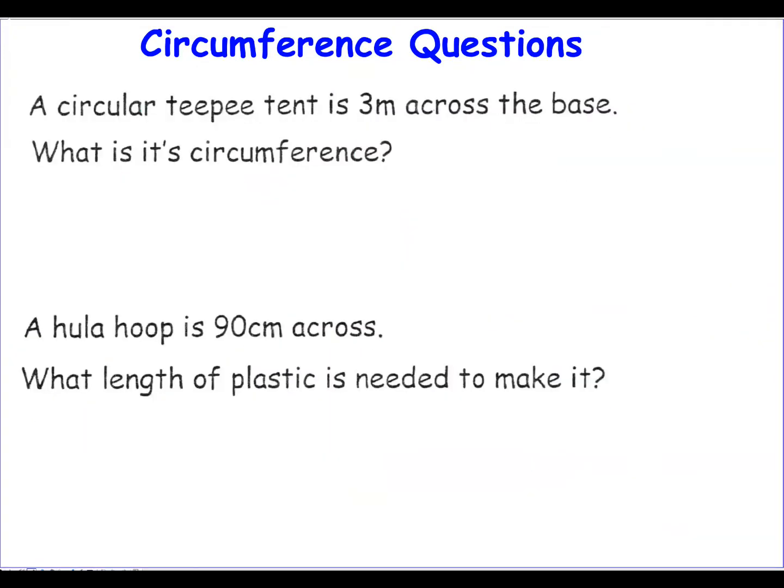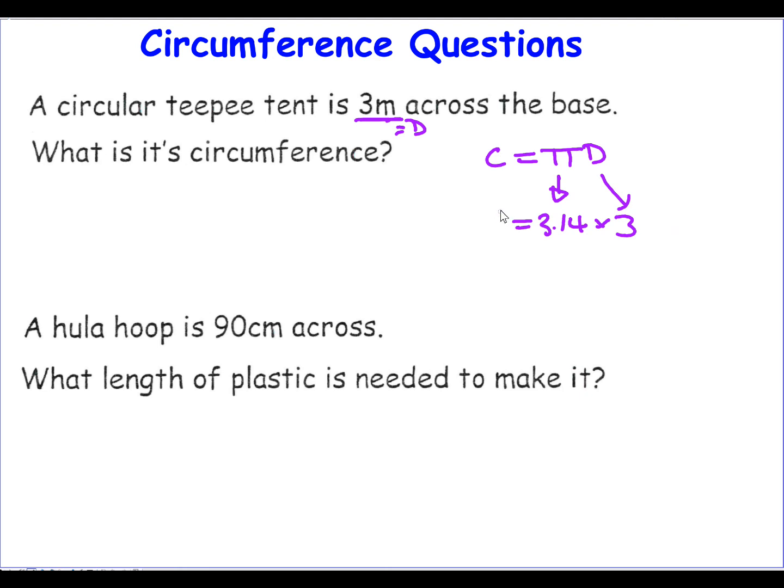Here are 2 functional skills questions on circles. A circular teepee tent is 3 meters across the base. In other words, the 3 meters is the diameter. What is its circumference? So you have to remember C equals pi d for circumference. Pi is the number 3.14, and we've worked out that the 3 meters across the base is our diameter.